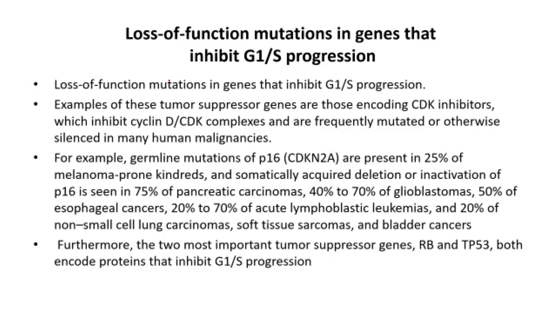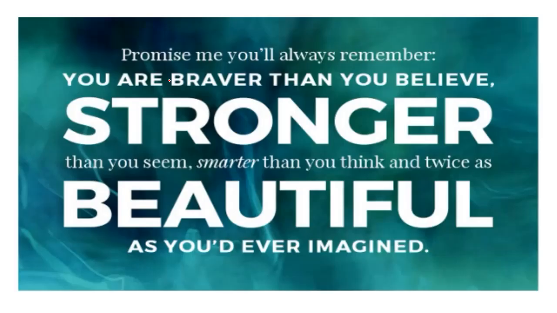They are present in 25% of melanoma-prone families. In fact, familial melanoma syndrome is due to mutations in CDKN2A, which is usually called P16. P16 is the protein, CDKN2A is the gene. Mutations in CDKN2A can cause familial melanoma syndrome.